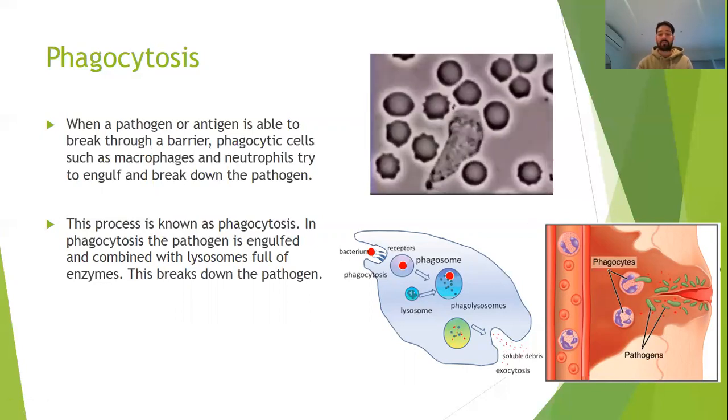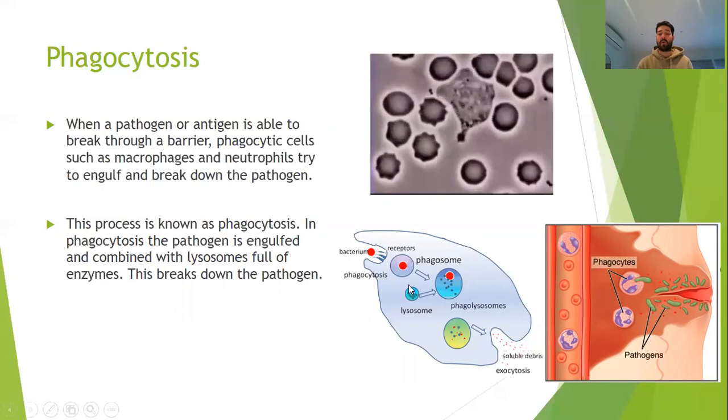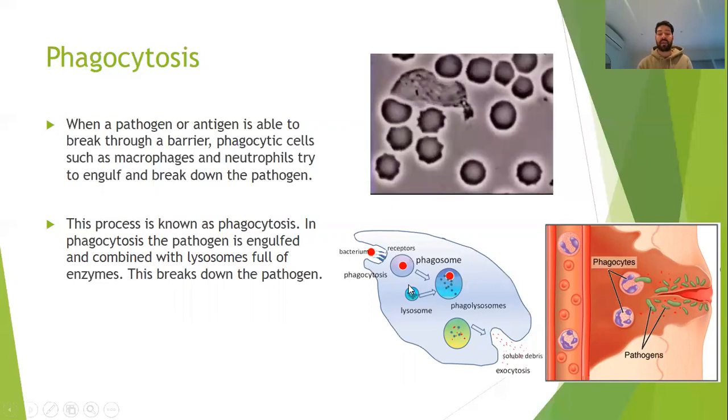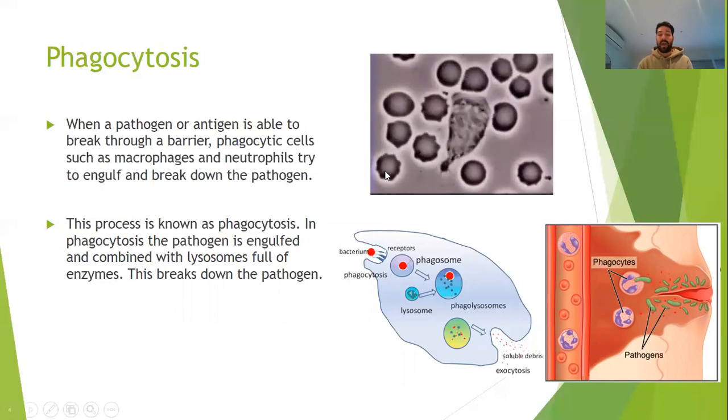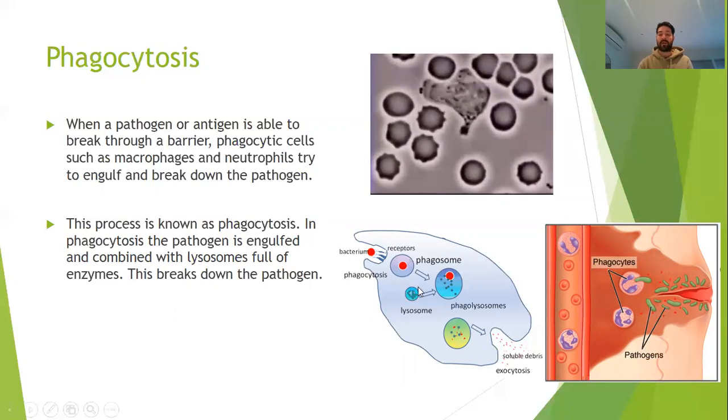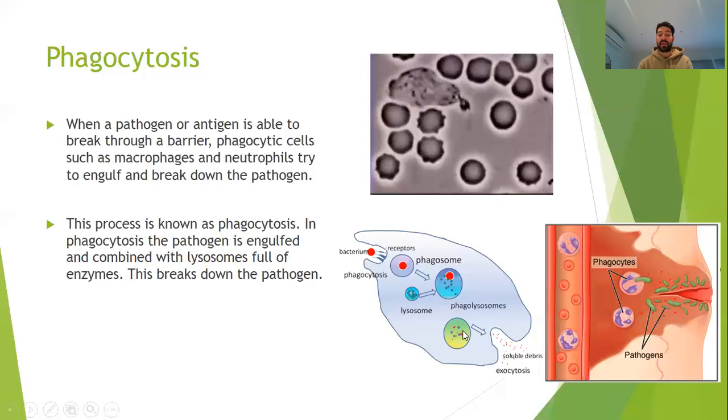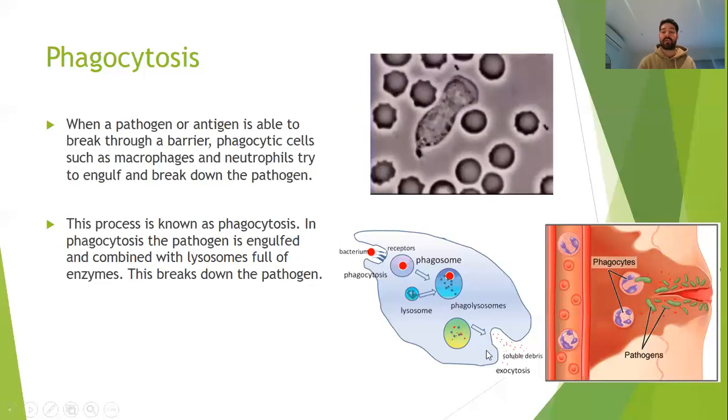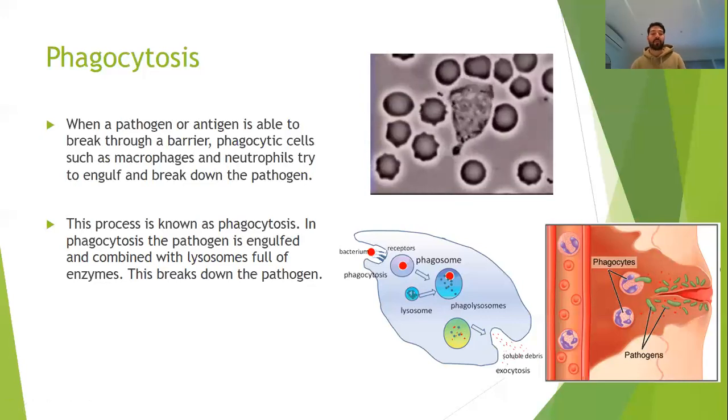And those enzymes are in these organelles called lysosomes. And you can see in the diagram here, here's our engulfing of the bacteria, little red dot. And it continues to be broken down by lysosomes, and then it will actually eject that debris at the end. So that process is known as phagocytosis.